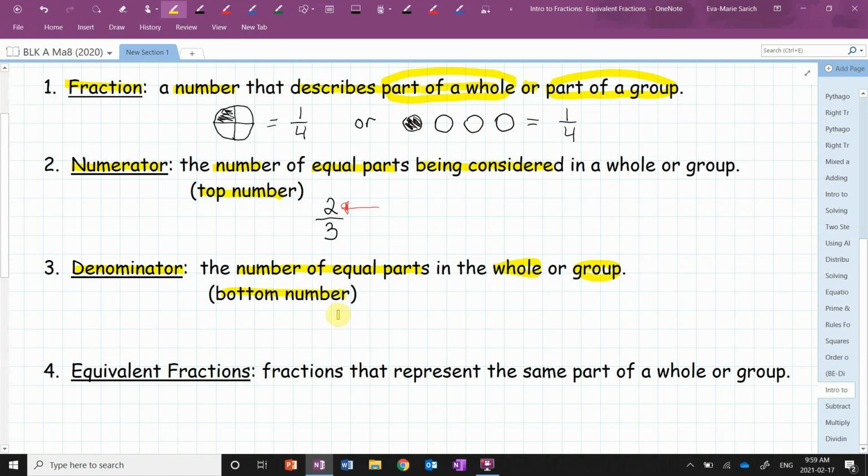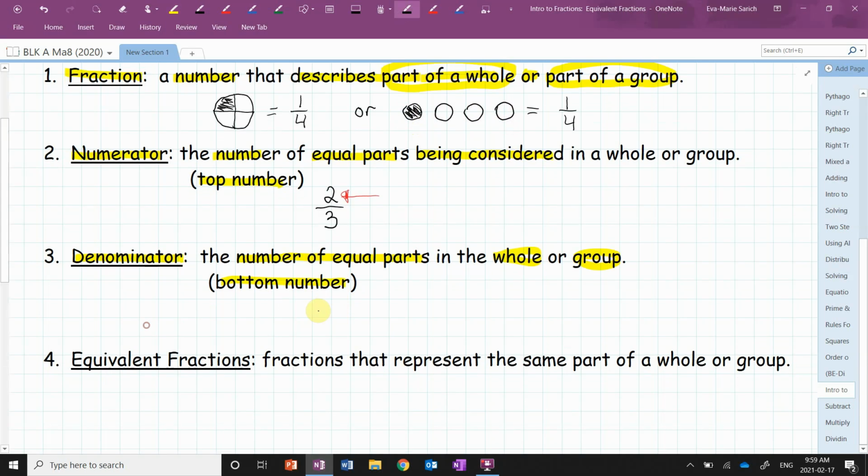So again, if you had a fraction given to you on a test like 2/3 and you were asked to identify the denominator, you simply had to identify the bottom number, okay?